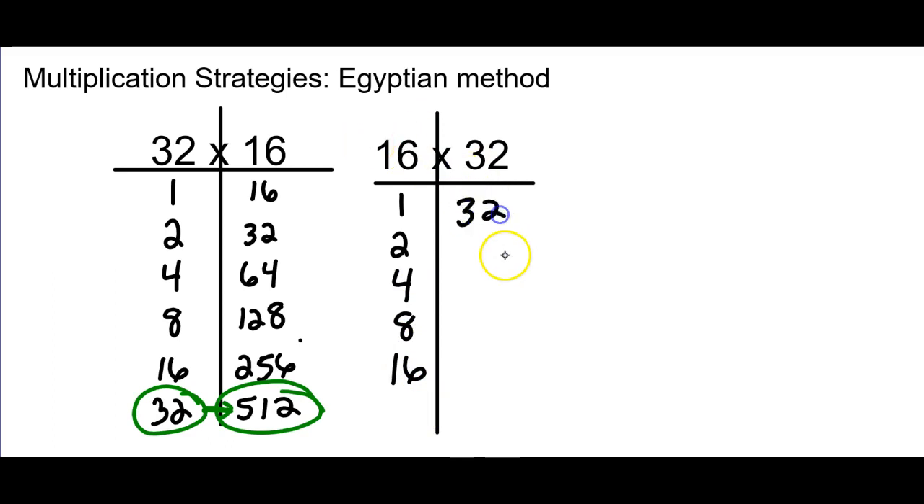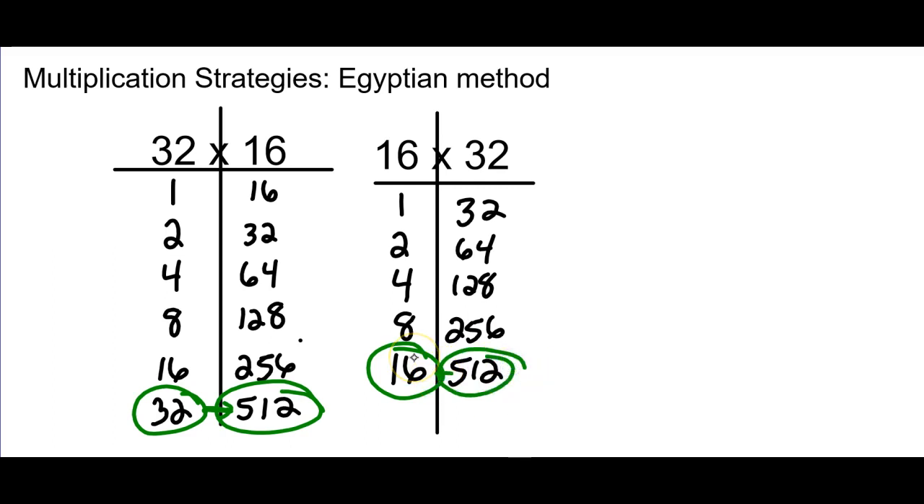Write down 32 and double it. 64, 128, 256, and 512. And right here we've got 16. It already adds up to 16, and so our answer is 512. Now, both of these examples don't really show you the whole method, so I'm going to come up with another example here for you to do.